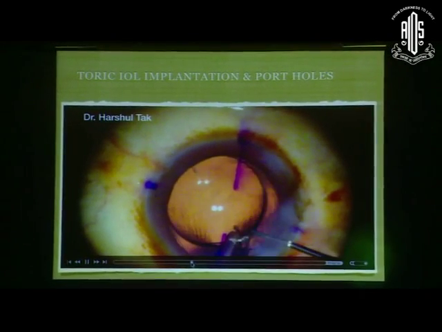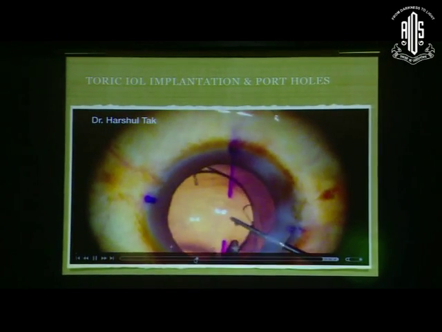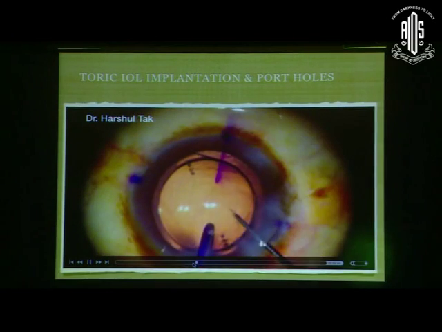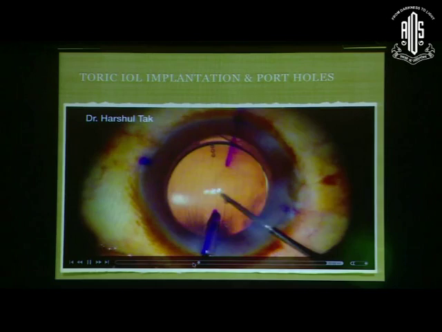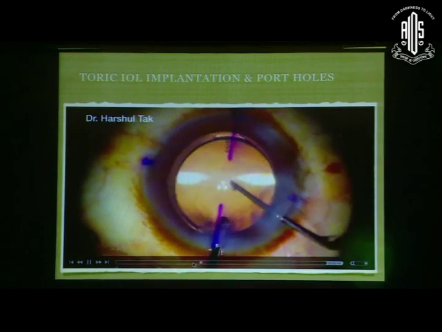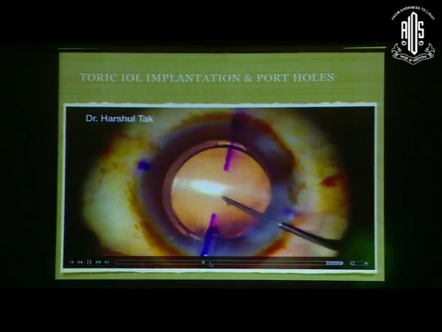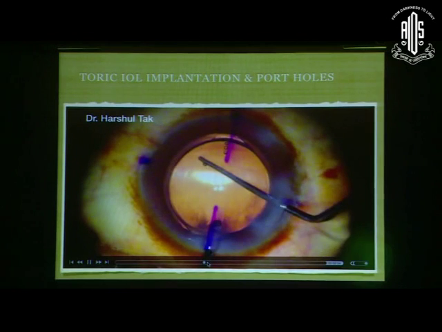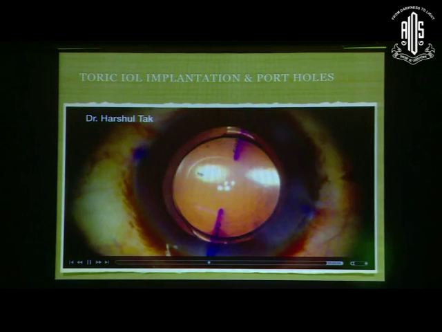So here the Kuglen hook is used to dial the lens in the capsular bag. So once this lens is in the capsular bag, you can bimanually rotate the lens and align it with the steep axis. Now see, you can very well appreciate that the rexis on this side is smaller.